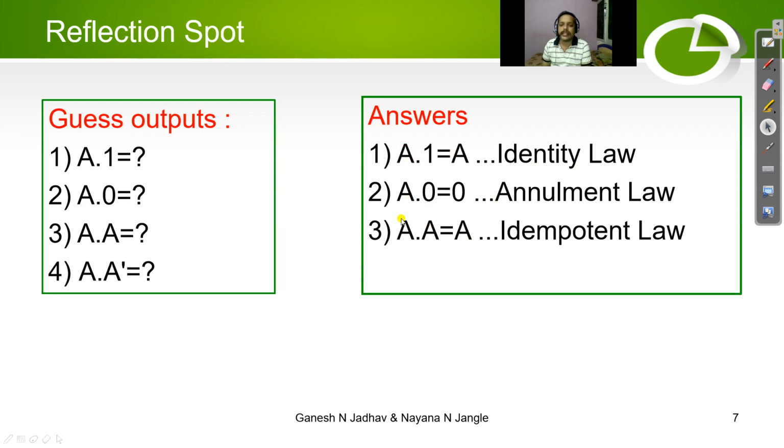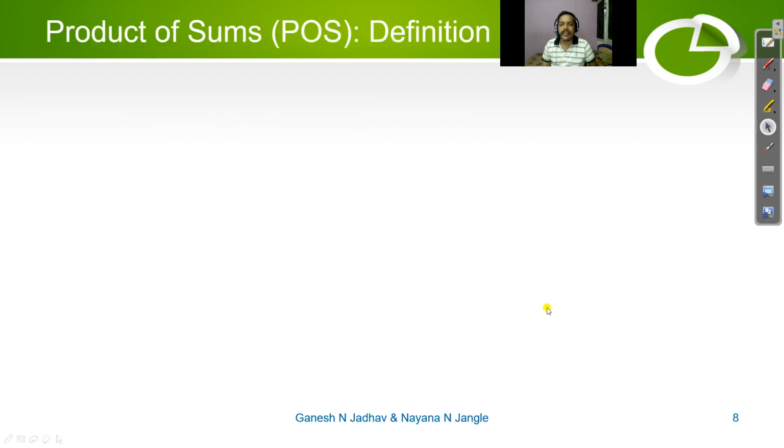A into A. A is equal to 0, 0 into 0 is 0. 1 into 1 is 1. So A into A is always equal to A. It is called the idempotent law. Next, A into A dash. A is 0, A dash is 1, so 0 into 1 is 0, or 1 into 0 is 0. So it is called the complement law. Hope you got the correct answers for these questions.